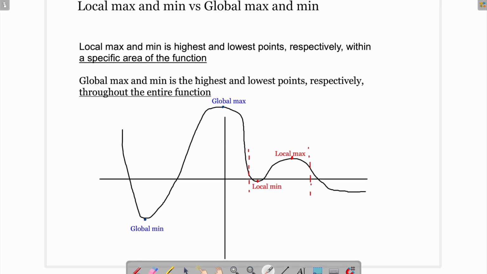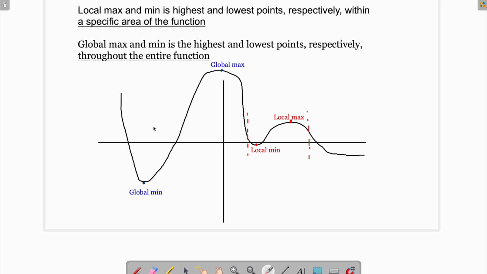So the local max and min versus global max/min. The local max/min is the highest and lowest points respectively. So highest for max, lowest for min, within a specific area of the function, so within a specific range. And the global max/min is just the highest and lowest points respectively throughout the entire function.